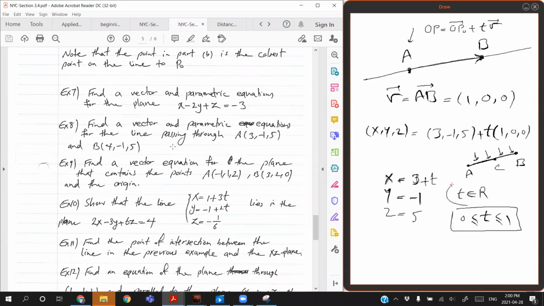If you let t be any real number, then you get the whole line, which stretches on both sides to infinity. But if you let t only vary from 0 to 1 for the same set of equations, you're going to get a line segment, only the line segment between A and B. For 0, you get A. For 1, you get B. And then for any number between 0 and 1, you get the points that are between A and B on this line. Make sense?